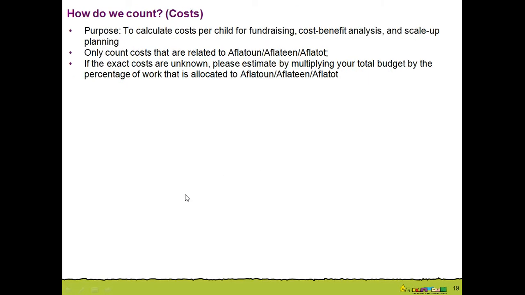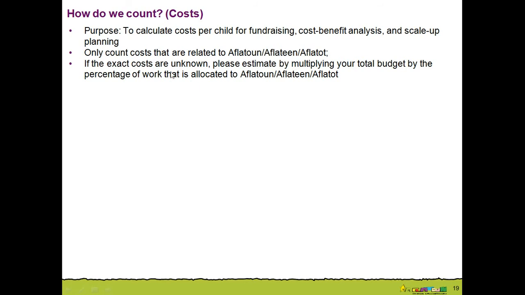Next we have costs. Costs as well as savings as well as enterprise should be reported in your local currency. Please also report the name of your local currency in the survey so that we will then convert them all centrally. So please report in your local currency. This is to calculate the cost per child for fundraising, cost-benefit analysis, and scale-up planning. Only count costs that are related to Aflatoun.